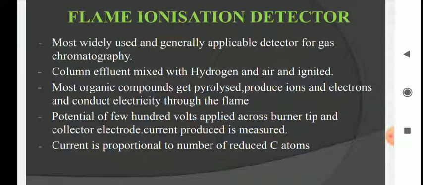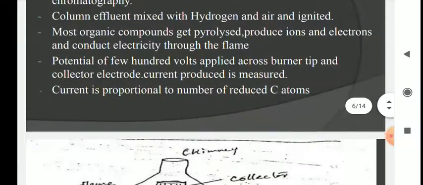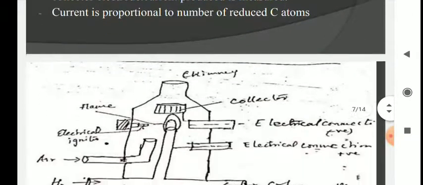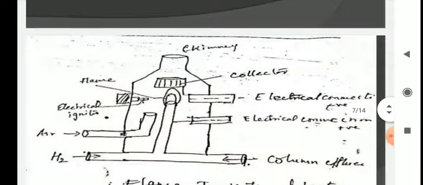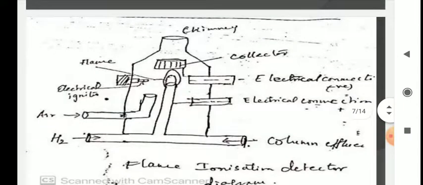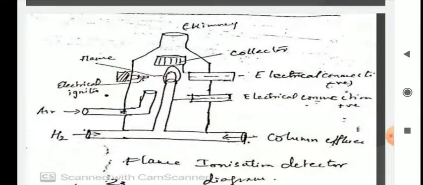The more carbon atoms present in the compound, the more current will be produced. Now let's see the diagram which will help you understand the flame ionization detector better. I have given here a very simplified diagram. If you see it in the books, the diagrams are fairly complicated. Here I have drawn a simplified diagram for the flame ionization detector.